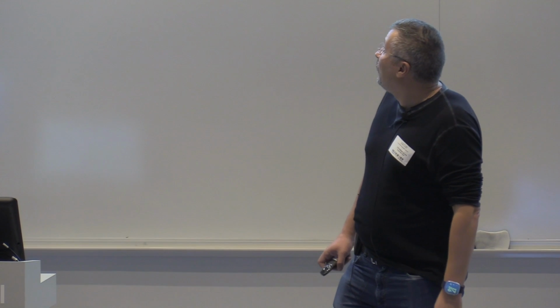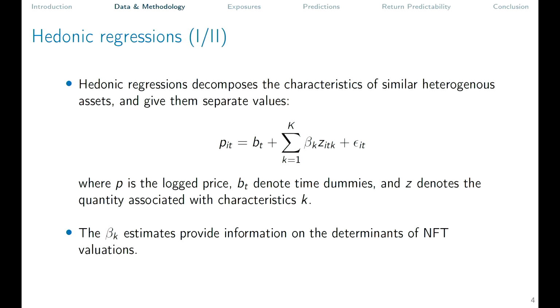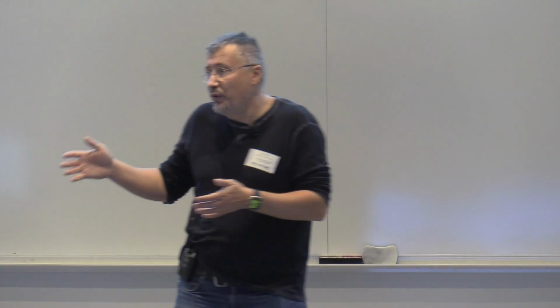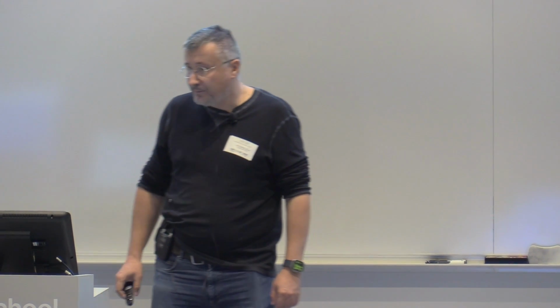So the very first thing one could do is just to run a hedonic regression. For those of you who may not know what a hedonic regression is, it basically does the following: you have a price, and you run it on a bunch of characteristics. So Z is a characteristic, and beta provides you the estimate of the effect of that characteristic on the price. This is a super plain vanilla idea of trying to connect the value, or the price, of an asset to something which is observable. So nothing complicated or tricky with it.